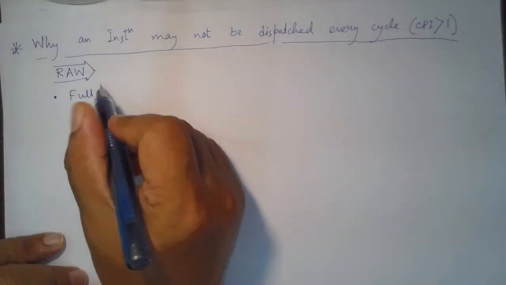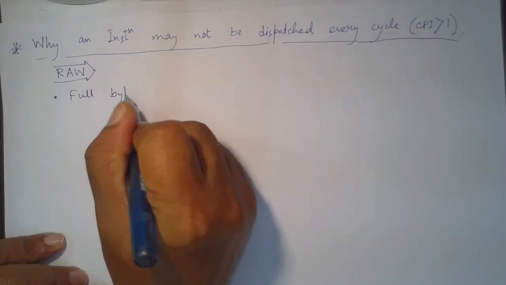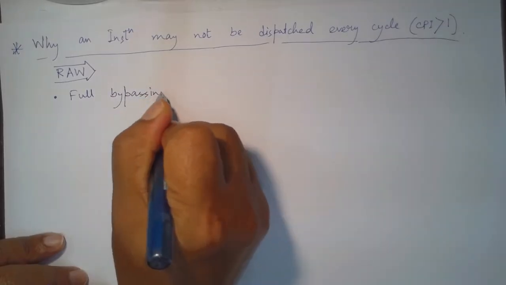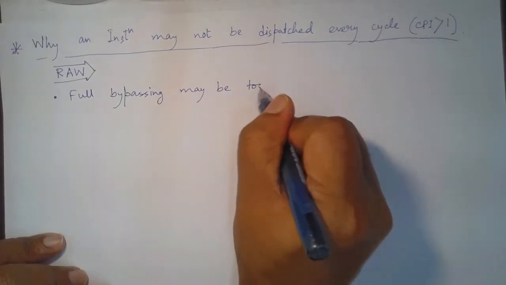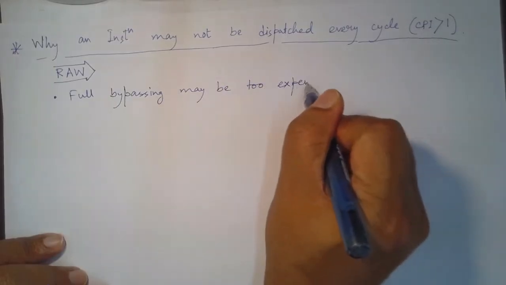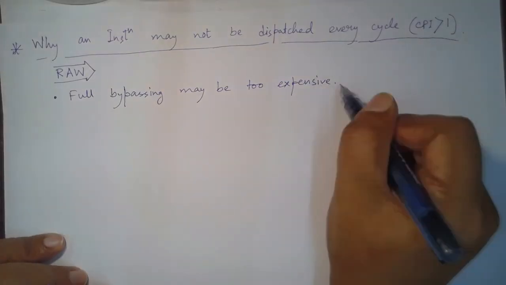So basically full bypassing may be too expensive to implement.